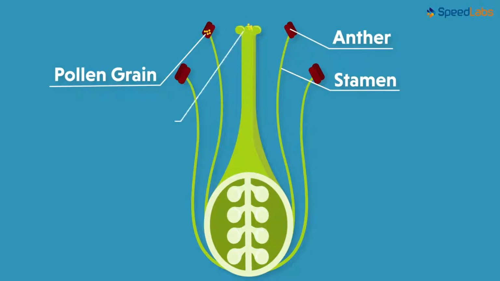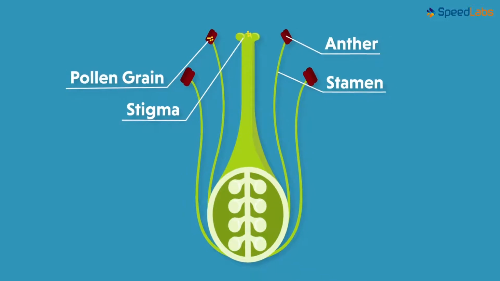What is this tip called? The stigma, that's right. Won't this pollen grain be carried away by the wind? No, it does not. Can you tell me why? We studied that the stigma has a sticky substance which helps the pollen grain to stick to the stigma.